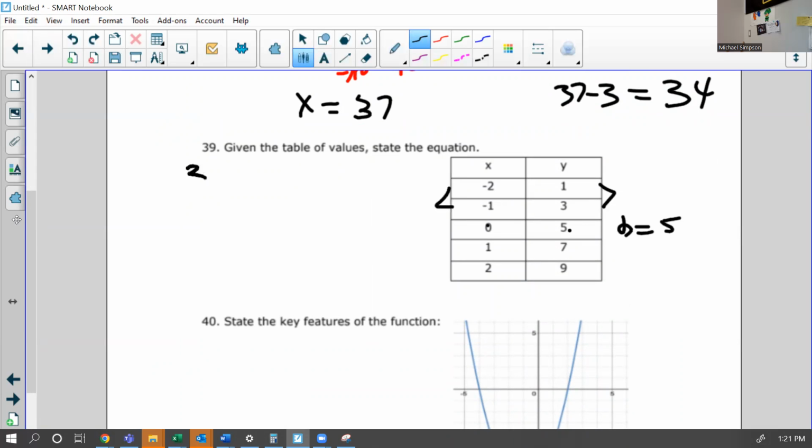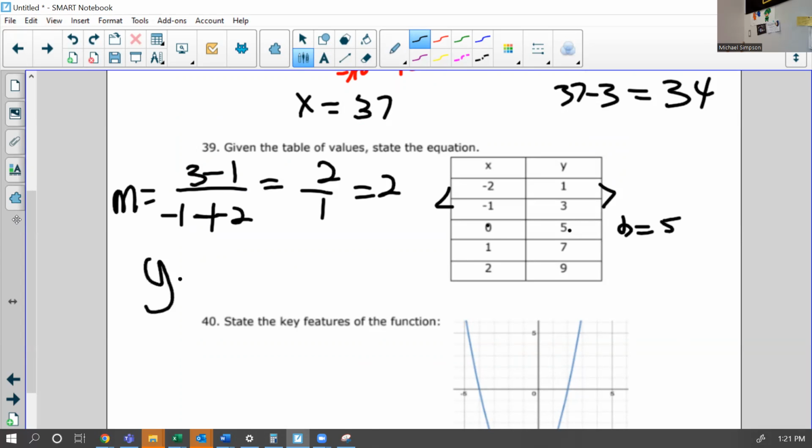So I'm going to have 3 minus 1 over minus 1 minus negative 2. That becomes 2. This becomes a plus sign right here, right? Big plus sign. That gives me 1. So my slope is going to be 2. So m is equal to 2. So my equation now is going to be y is equal to 2x, and my y-intercept is 5. 39.